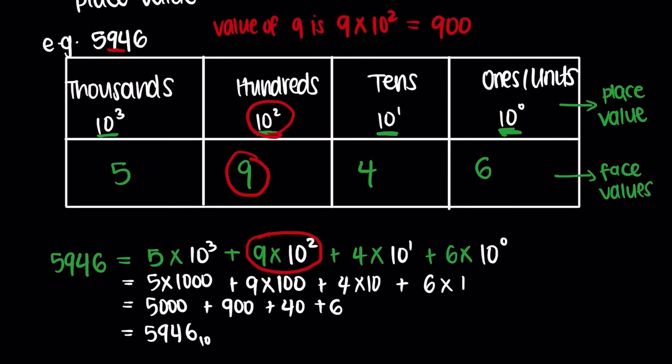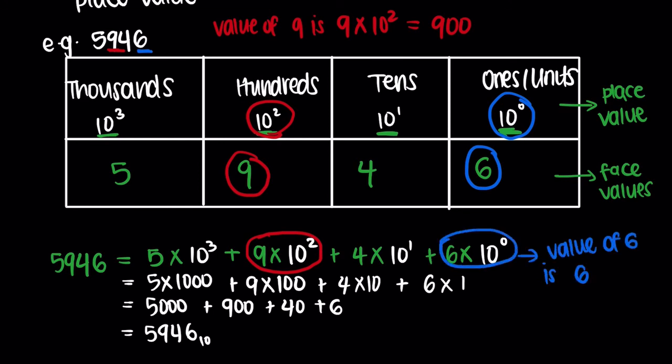Again, let's look at 6, which is in blue. The value of 6 in the number is its place value, 10 raised to the 0 power, 1, multiplied by its face, 6. And so 1 multiplied by 6 is 6. 6 is the value of the 6 in this number.